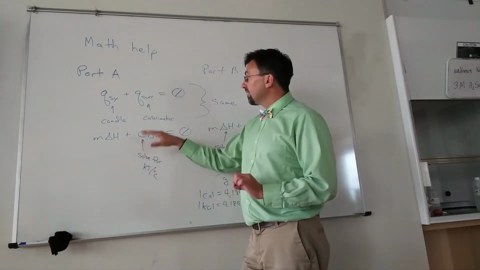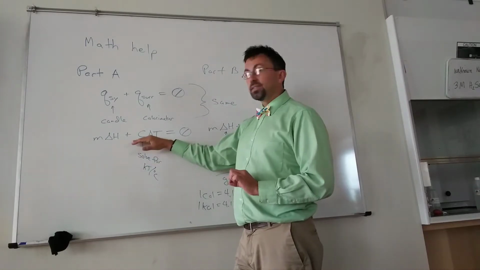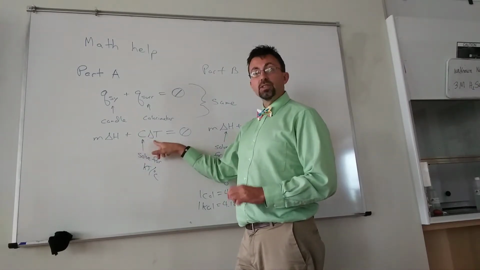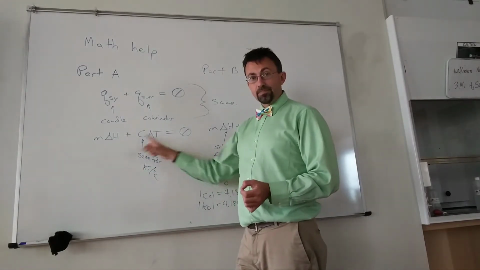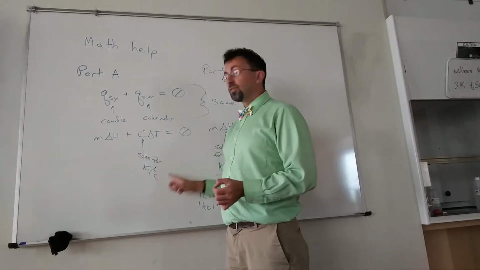And then we have the calorimeter. So calorimeter is always C delta T. We're going to measure the change in temperature in the lab. And then C is what we'll solve for in part A. This is what throws people for a loop sometimes.